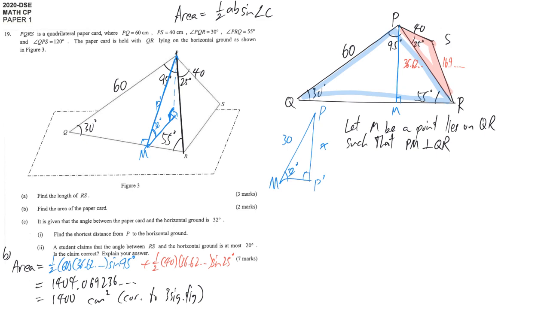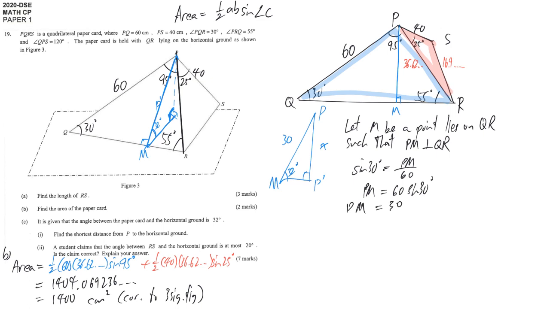So what we want to say is we know PM, so we consider this right angle triangle with opposite side and hypotenuse. We use side ratio. Sine 30 degrees is equal to PM over 60. That means PM is equal to 60 times sine 30 degrees. You use calculator, you will get PM is equal to 30.